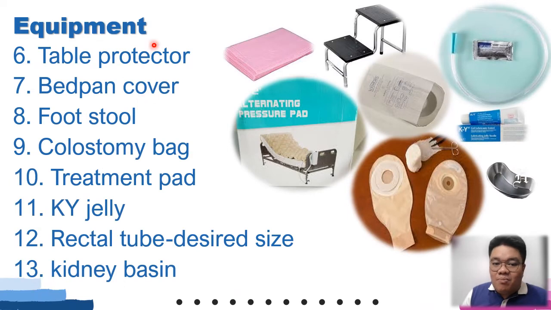Then you have your table protector. Usually it's color blue in our setting. Then you have your bedpan cover, class, your footstool, your colostomy bag. By the way, going back to the bedpan, class, it is actually used again to mimic the natural environment for defecation. Then you have your treatment pad, your KY jelly, the rectal tube of desired size, and the kidney basin for that matter.